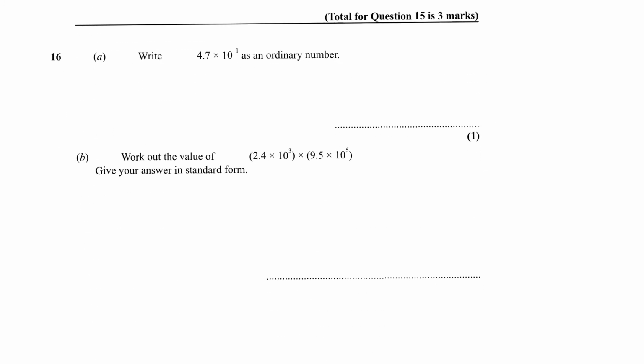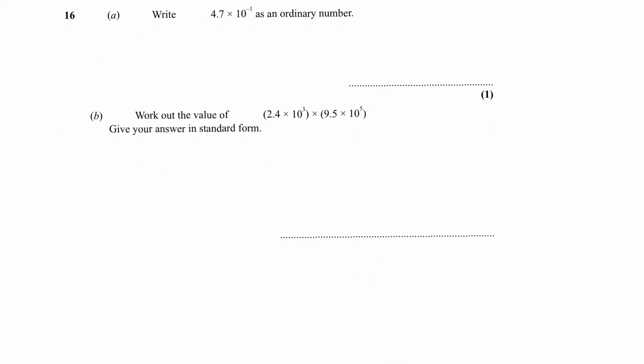Okay. Then it says write 4.7 times 10 to the minus 1 as an ordinary number. So this is all about standard form. So as an ordinary number, move back only 1 decimal place because it's to the minus 1. So that would be 0.47.